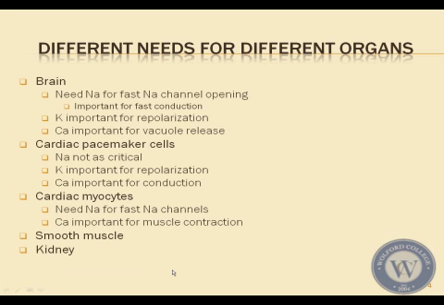Now, different organs need different combinations of electrolytes. We know that in the brain, sodium is very important for very fast channel opening. These are important for very fast conduction. Not all cells have fast sodium channels like this. The other place where you find fast sodium channels, of course, is in conduction cells, such as, sorry, not pacemaker cells, but cardiac muscle cells. Other areas of the body are not as high in density with fast sodium channels.